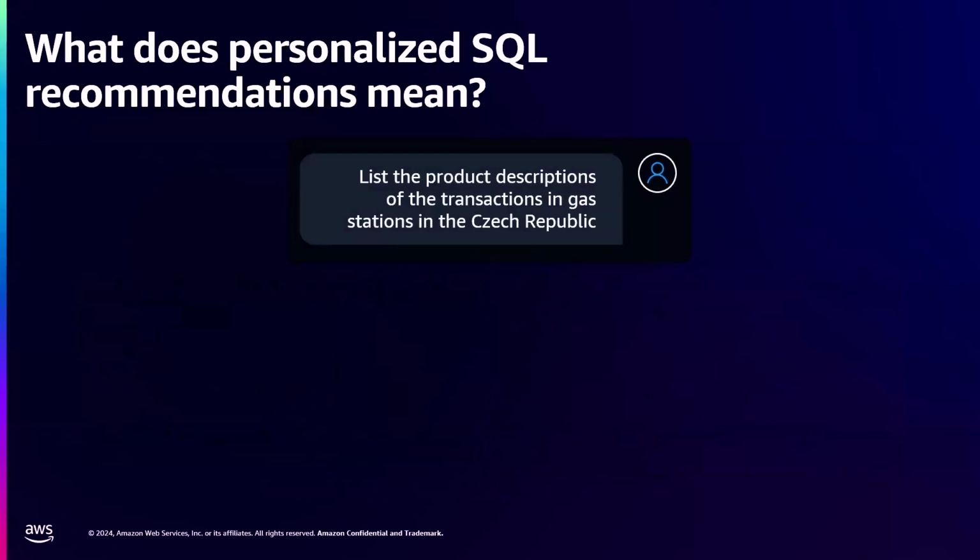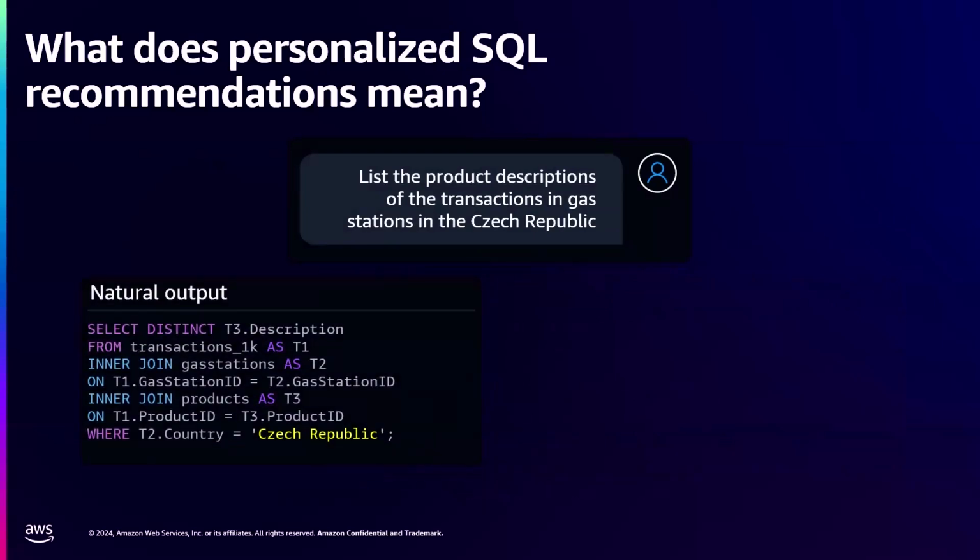So this is another example. What happens when we are asking about some specific value? Let's say a country, let's say a county, a city. So if we are asking like list the product descriptions for specific stations in Czech Republic. So the natural output, we're gonna create a query and it's gonna put a specific value like Czech Republic, but maybe that's not the right value.